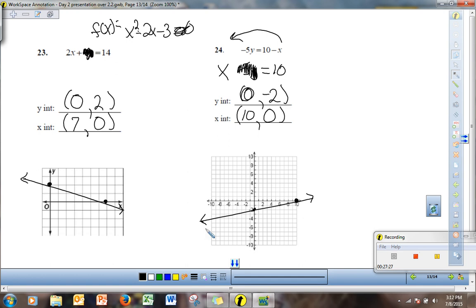So standard form, I used to teach with the teacher just called this the cover-up method. For the y-intercept, cover up the x. For the x-intercept, cover up the y.